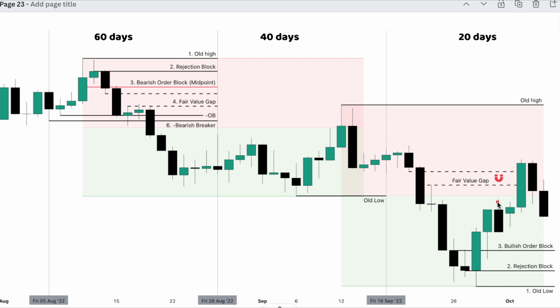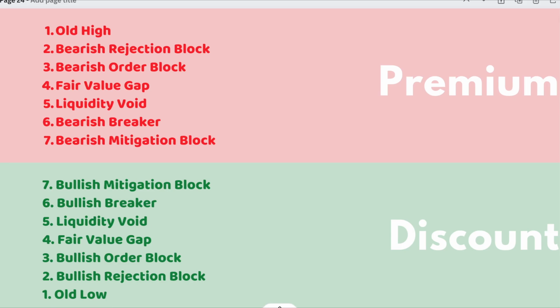Let's say the price is trading around here, you can anticipate the price to go higher to rebalance this fair value gap. Once we have our confirmation, you might buy here and you lose, and that's fine. The next 2 days are bullish, so you can make your money back in these 2 bullish days, even though you lost your money on this bearish day. We want to look at premium and discount using this PDArray matrix. We have our high or low, our rejection blocks, order blocks, fair value gap, liquidity void, bearish breaker, mitigation blocks.